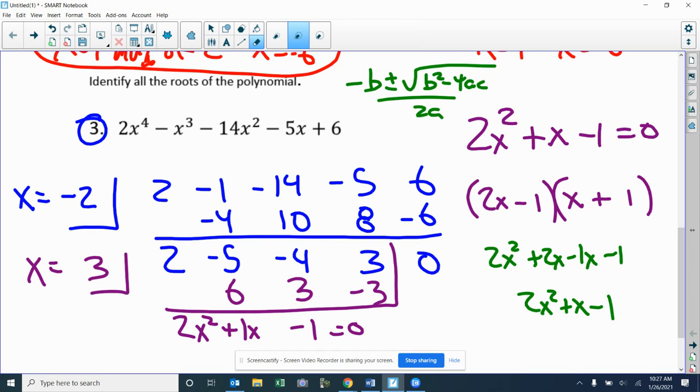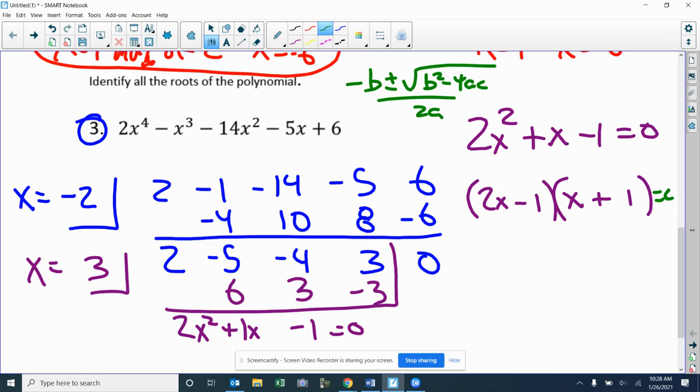All right, so we did FOIL it to make sure, but we still have to get those roots, which we haven't done. So set these equal to 0. So that x will be -1. Setting this equal to 0, we'll add 1, divide by 2, that x is a half.